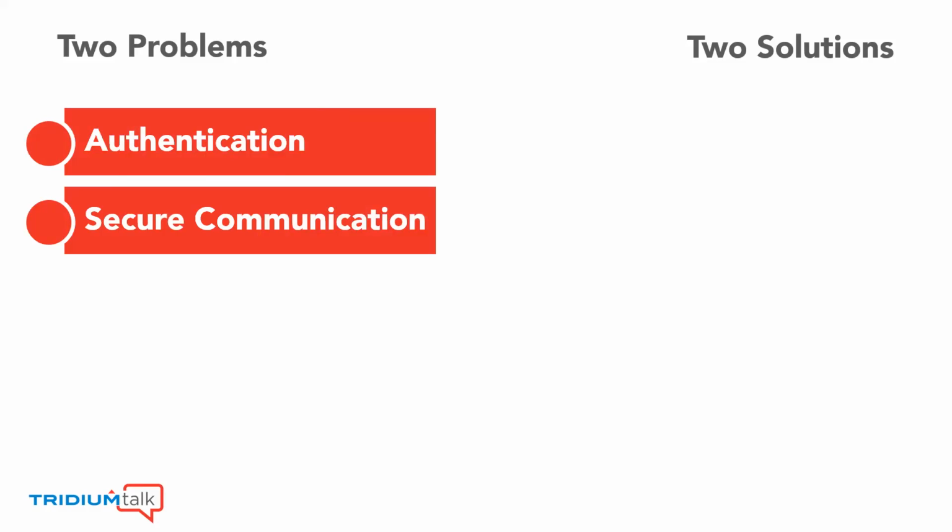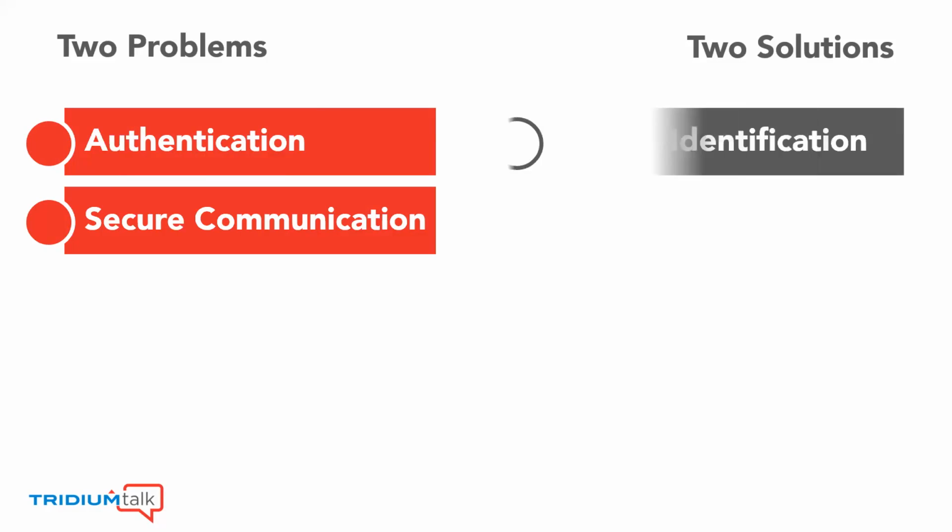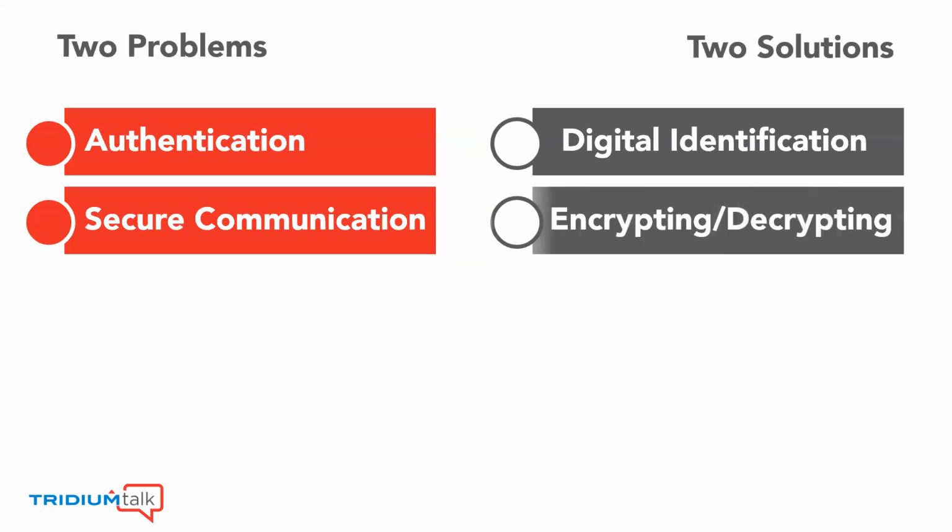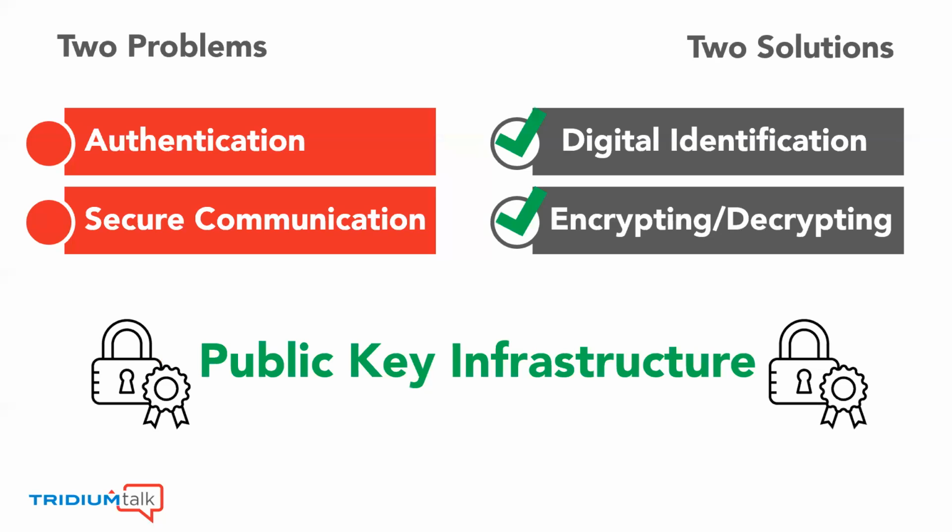Secure communication being, you've got sensitive information you want to send across the wire, and you don't want others to know about it. And the two potential solutions that we talked through in depth in last week's session are digital identification and encrypting and decrypting, and that makes up what is known as the public key infrastructure. So that's what's leveraged when trying to establish encrypted and secure communication across a network.